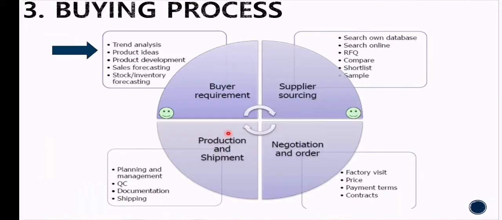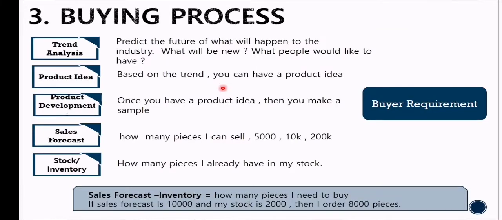Okay, so we're going to be discussing the first process, which is the buyer requirements. Again, trend analysis, it means I'm predicting the future. I want to find something before my competitor, so I'm always looking for products. Product idea, based on the trend, I will be able to get the product idea, make the samples, make the prototype, look at my sales prediction. Maybe I need 1 million, maybe I need 1 container. This is about how I think the market is going to react to my product and price.